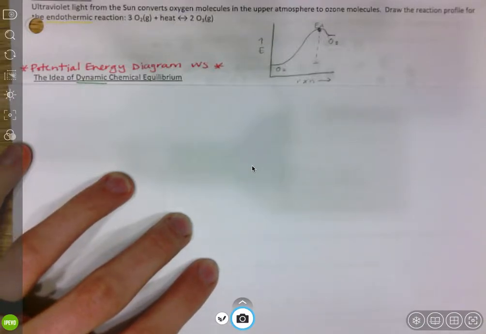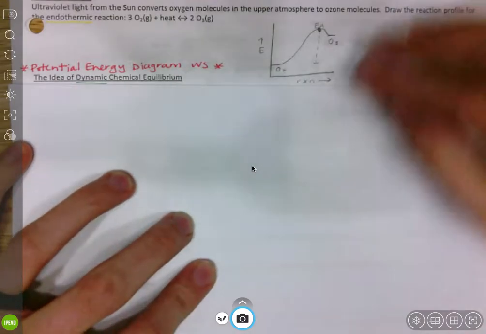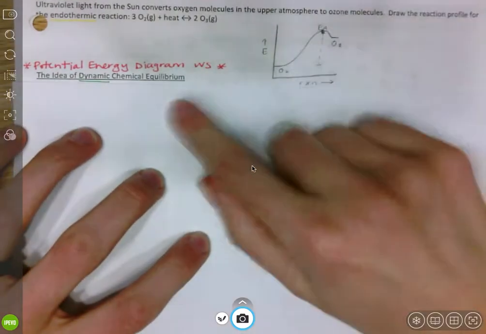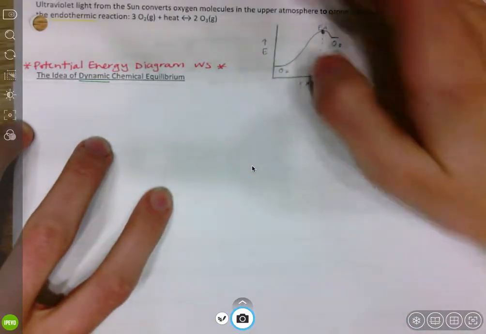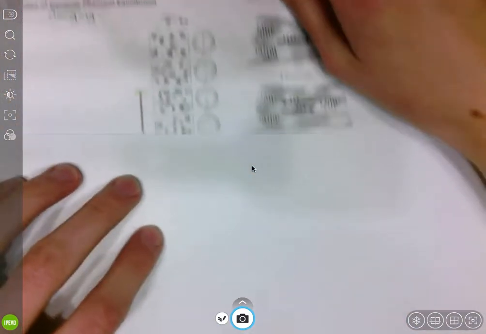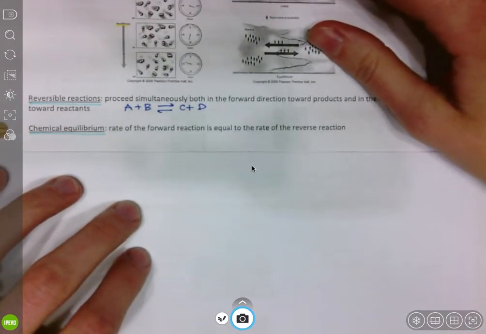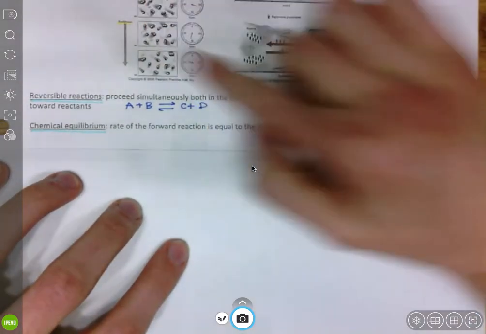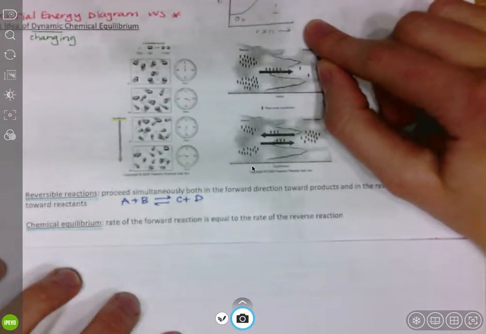All right, so in the next and last part of this chapter on equilibrium, we're going to talk about dynamic chemical equilibrium. So dynamic implies that we're changing. That's just what the word dynamic means. So we got two definitions here that we need to understand in order to talk about these pictures up here.